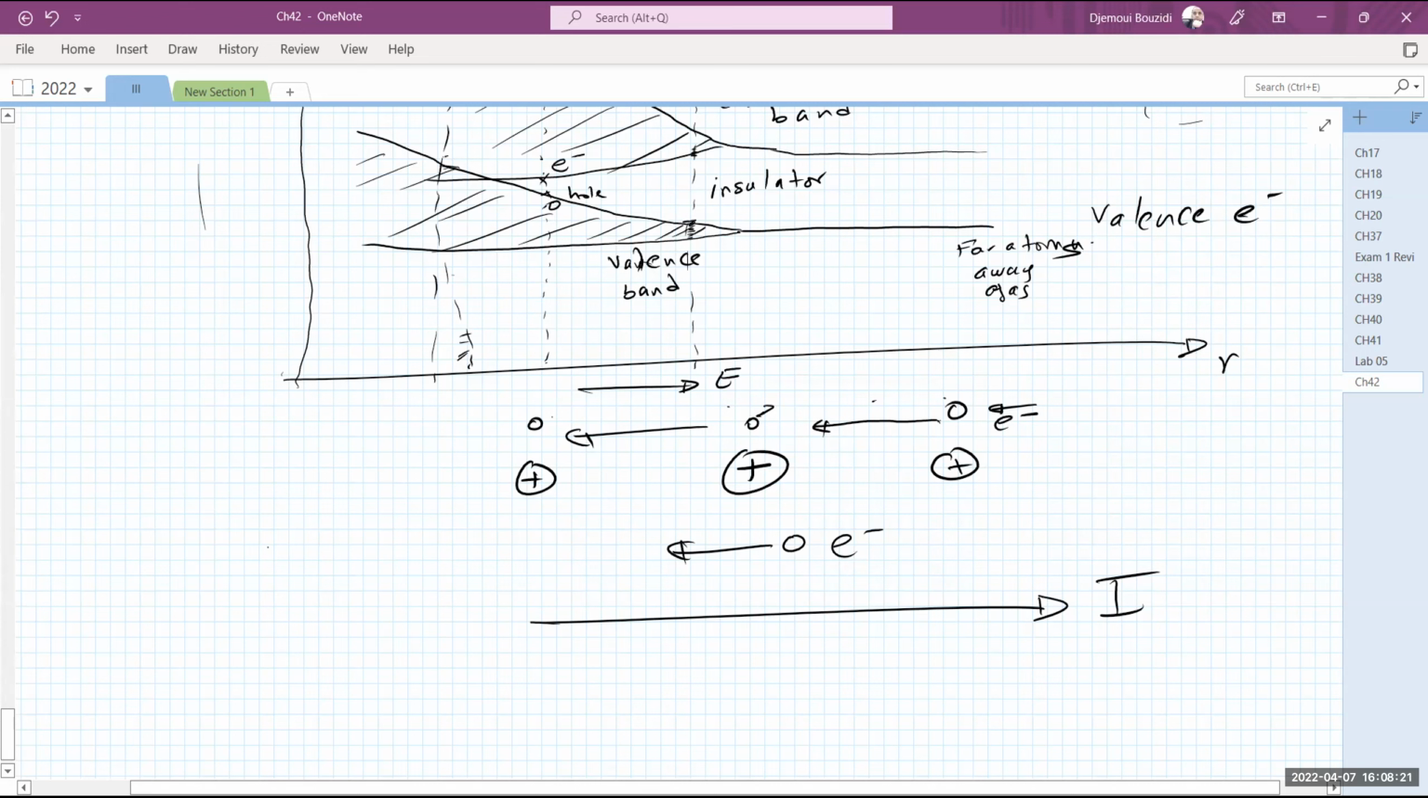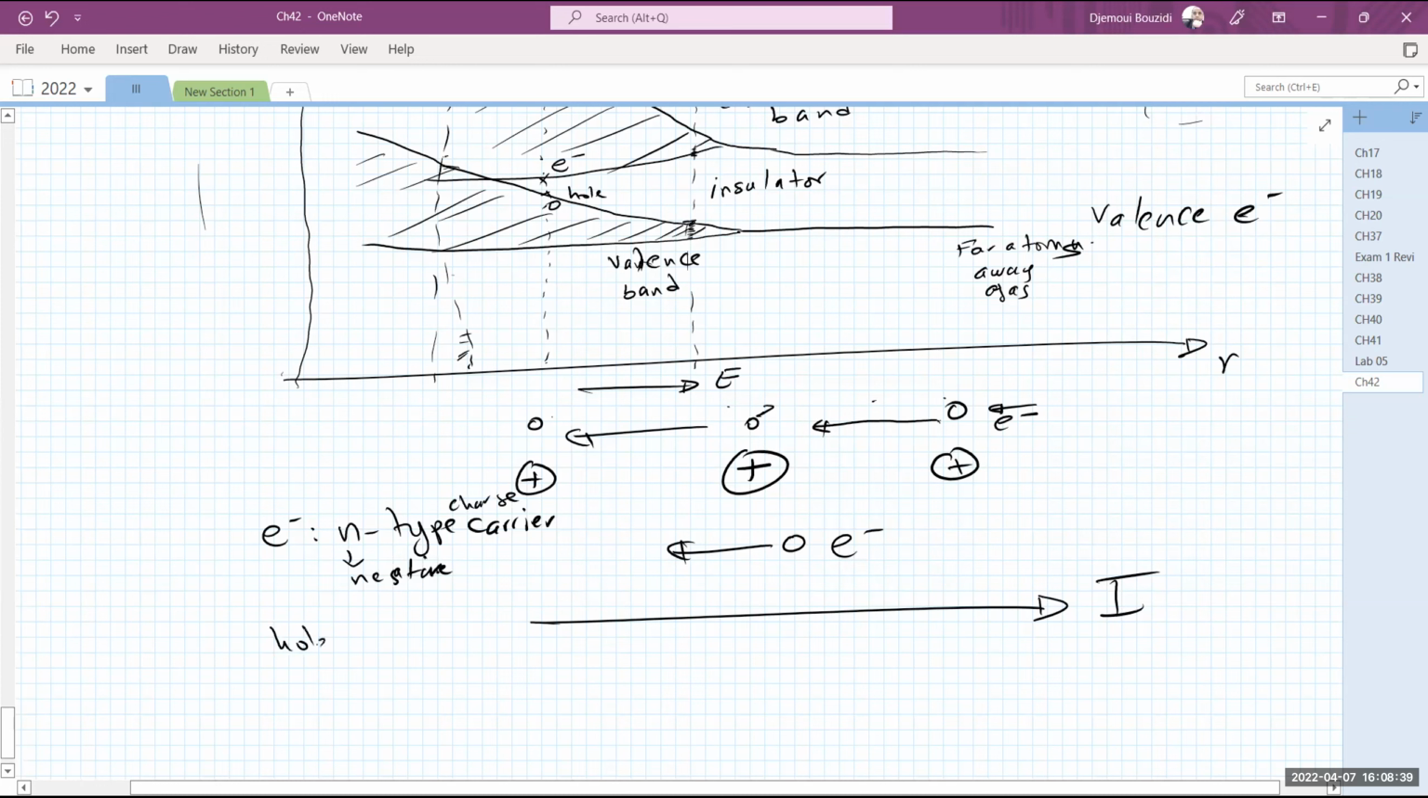The electrons are negatively charged, so we call them an n-type carrier, because they're negative. So N stands for negative. So they're negative charge carriers.